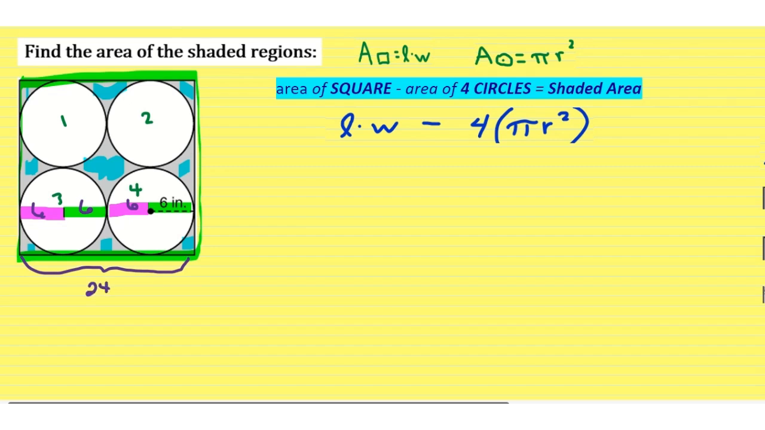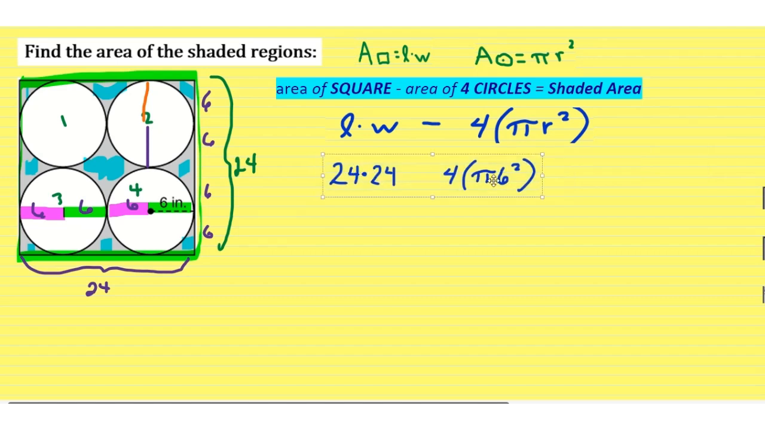And of course, the radius of any circle doesn't change around the circle. There's going to be a radius of 6 right there and a radius of 6 right there. So again, we'll have 6 and 6 and 6, 6. So the sides of this square are equal to 24 on both sides. So that means that we are going to have 24 times 24 for our length and width.